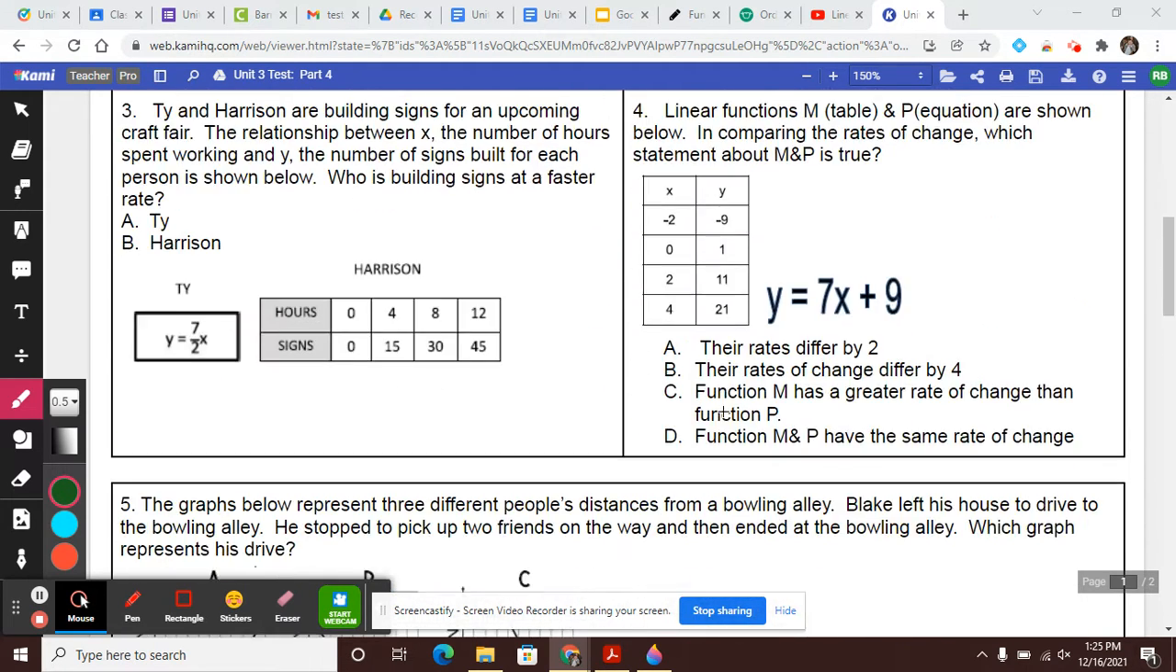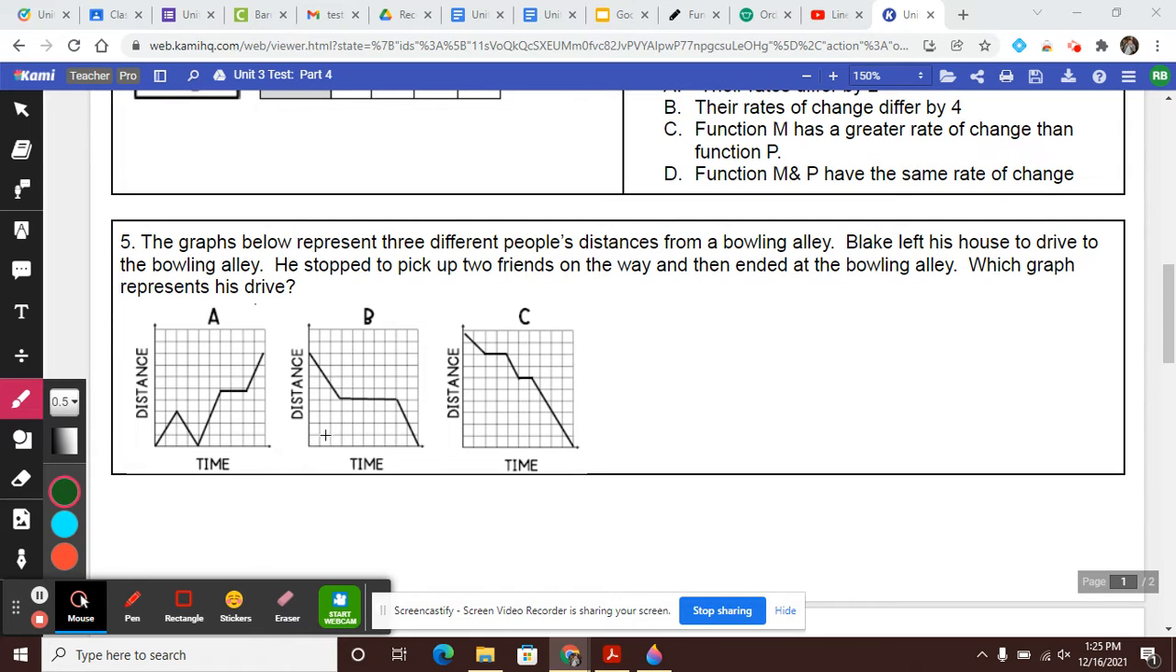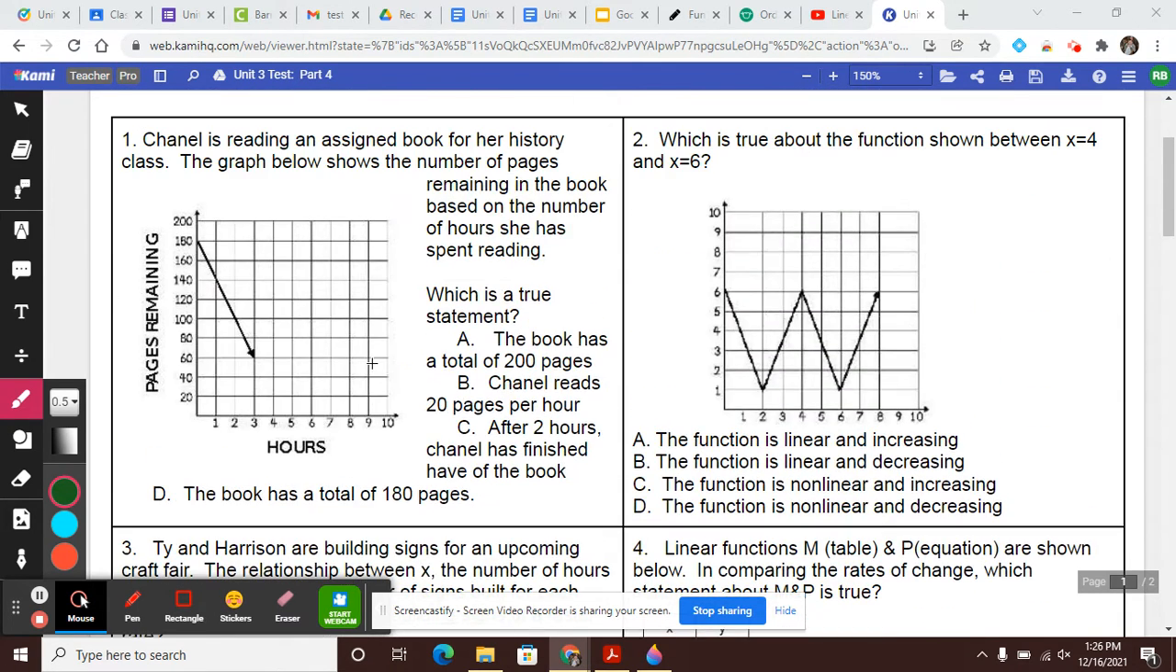The only one that I gave everybody credit for, number 5, only because it was really weird. If it had started in the same place, I would have been okay, but I don't like what it did, because it started in two different places. So I gave you the answer C there. Just know, usually I would say it starts up here. They're going the distance from the bowling alley. They were saying they left his house, but it just was kind of messed up. So we're not going to worry about number 5, but we're going to do 1 through 4.